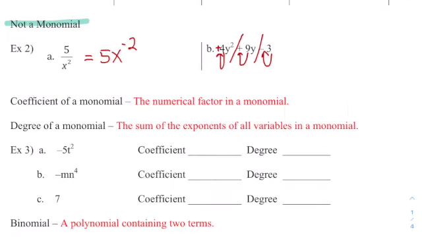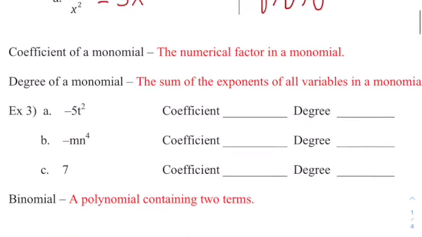So the next thing we're going to talk about is the coefficient of the monomial, and that is the numerical factor, which is separated by a multiplication sign, in a monomial. And I'll show you an example. And the degree of a monomial is the sum of the exponents of all the variables in a monomial. Okay, so this is what you do.